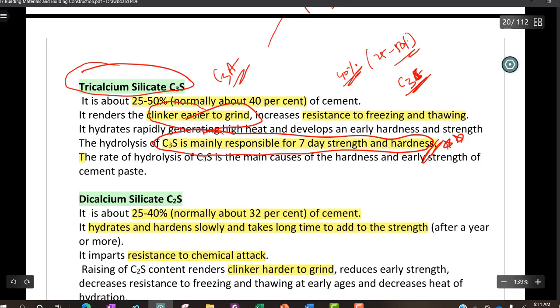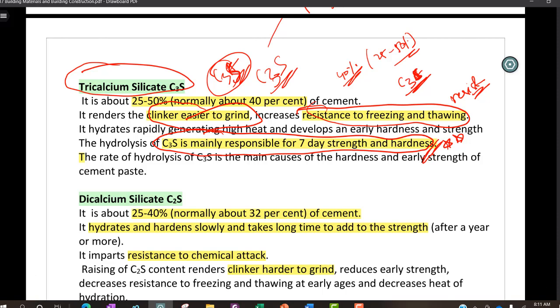Because of this C3S, it is easier to grind, and this is mainly responsible for resistance to freezing and thawing of cement. Okay, it gives a lot of resistance, it will not allow your cement to freeze or for thawing action. I hope it is very clear, right? So C3S is very important. I wrote C3A by mistake, C3S, sorry for that mistake. C3S is a very important compound. It gives early strength.